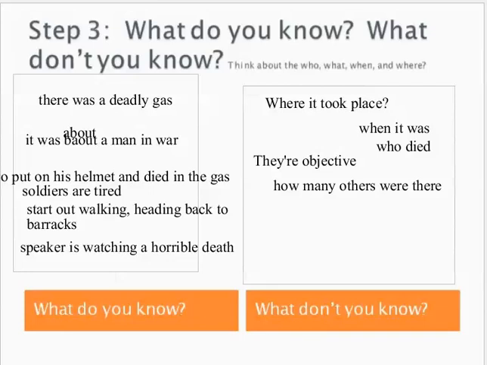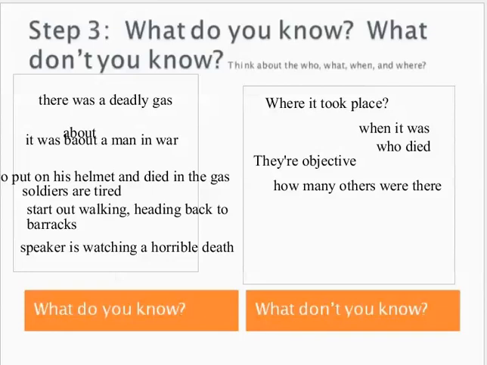We don't know where it took place, when it was. We don't know who died, and maybe their relationship to the speaker, right? We don't know the objective of the people being referred to in the poem. I'm thinking that's what was meant by that one, and how many others were there.